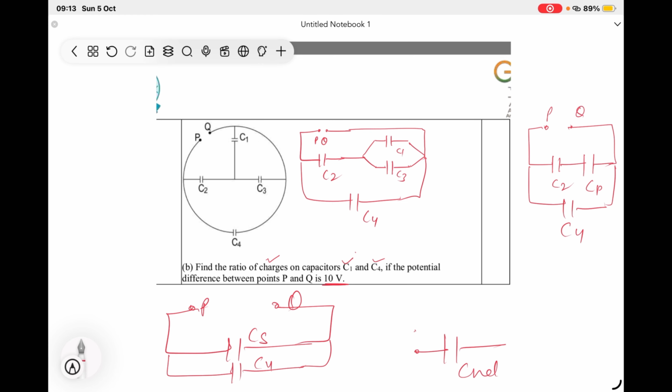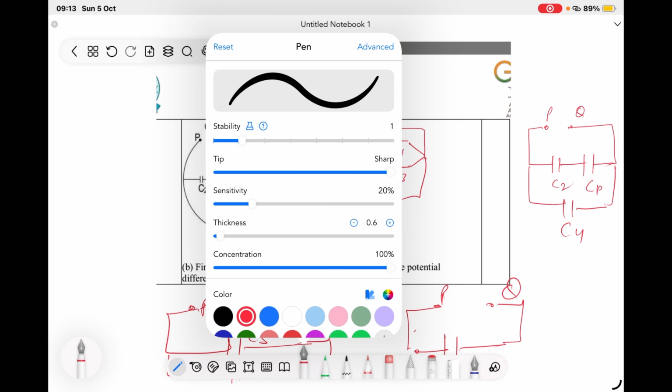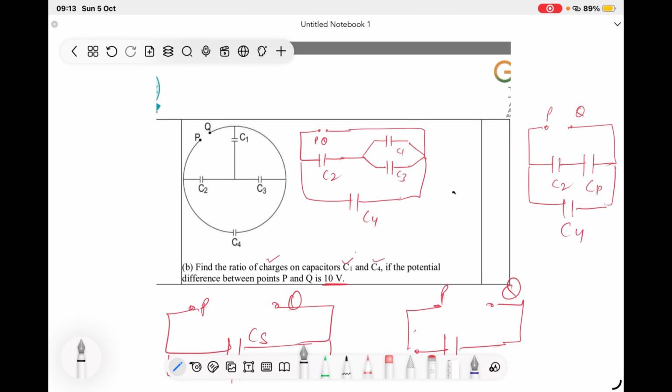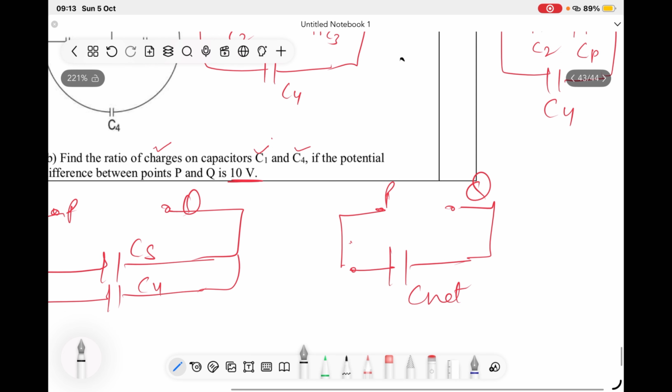This was C net and P and Q. So there were 4 diagrams which I've drawn with red color. There were 4 diagrams. Now let us see how to do it.